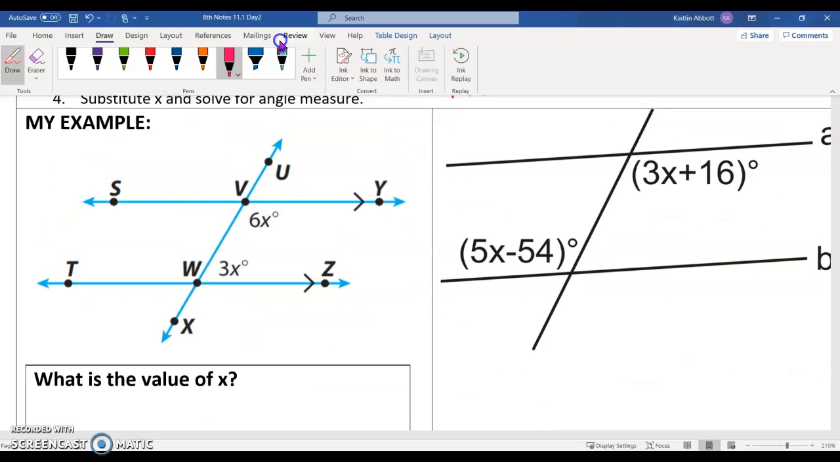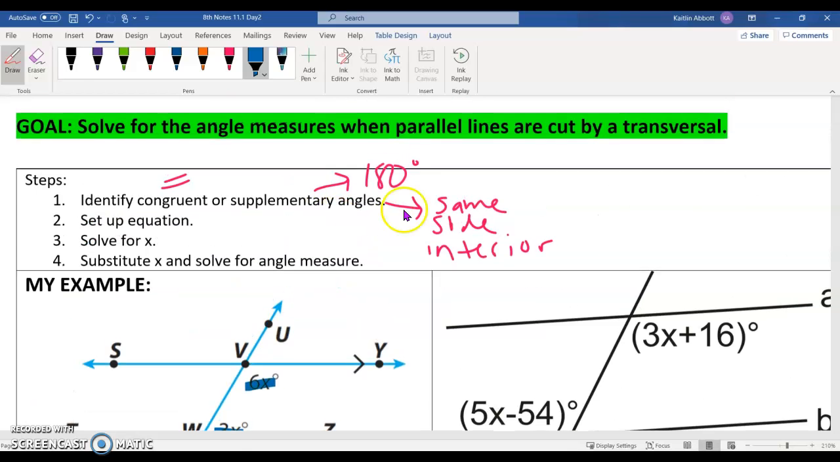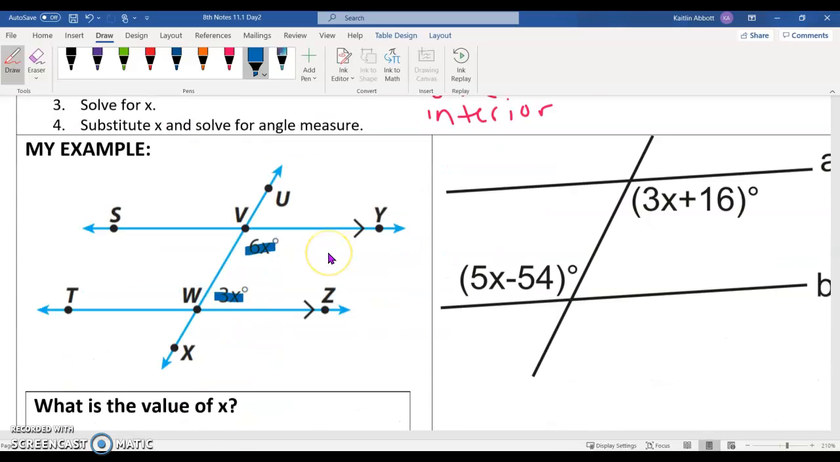And what do you know? Look at this. Bam, bam. They're both on the same side of the transversal. They are both inside my hamburger. These are going to be my supplementary angles, and they're going to add up to 180.